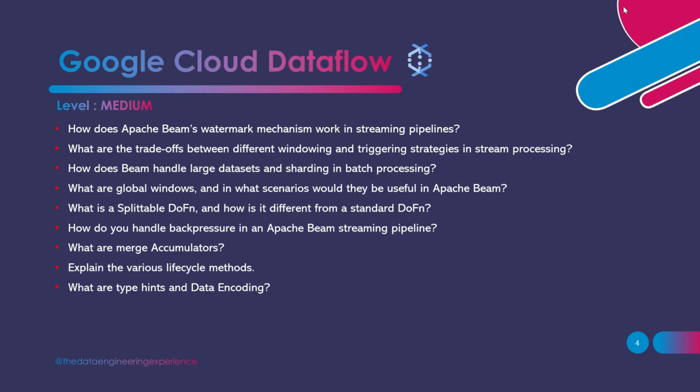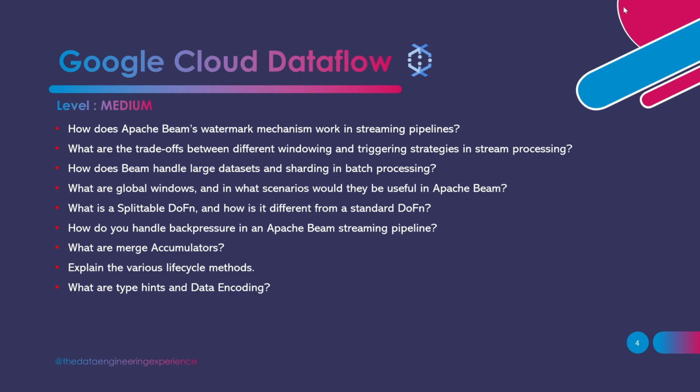Then you might get questions like how does Beam handle large data sets and sharding in processing. So you can mention that for large data sets, Beam automatically shards the large data into smaller pieces and then distributes them across all its workers.